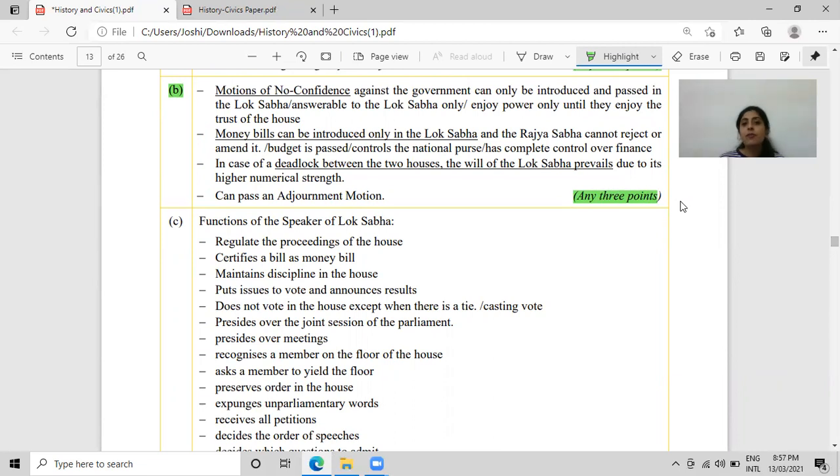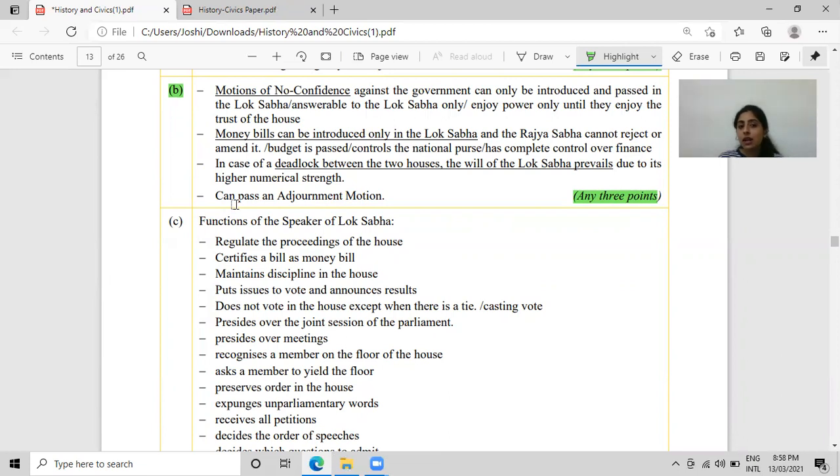So the first exclusive power is motion of no confidence. Next, money bills can be introduced only in the Lok Sabha. Third point, deadlock between the 2 houses, and in this situation, the will of the Lok Sabha will prevail. And also an extra point is mentioned that Lok Sabha can pass an adjournment motion.